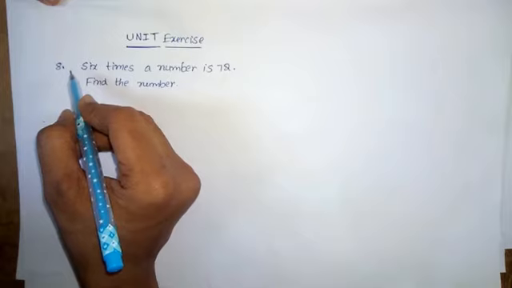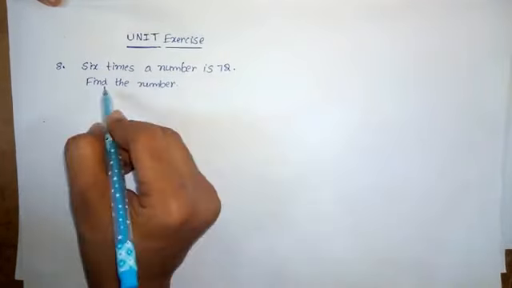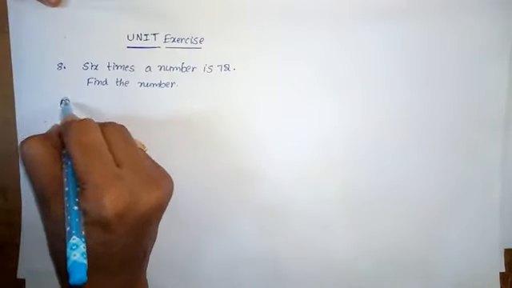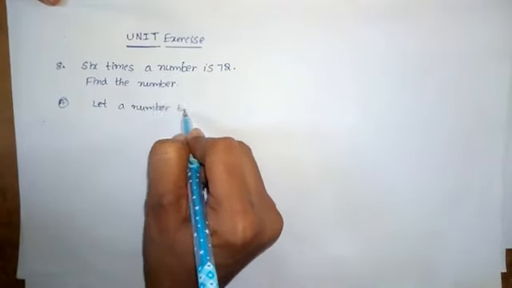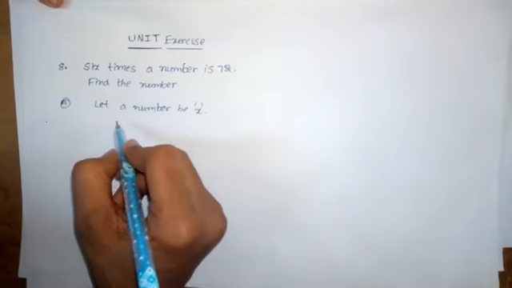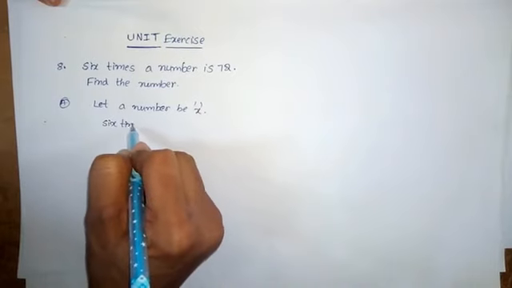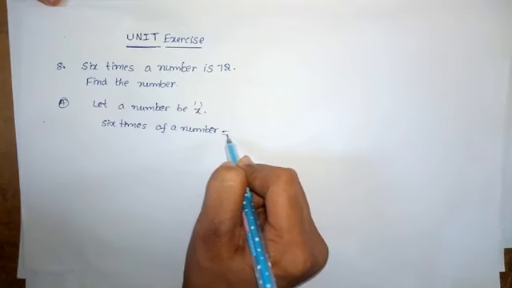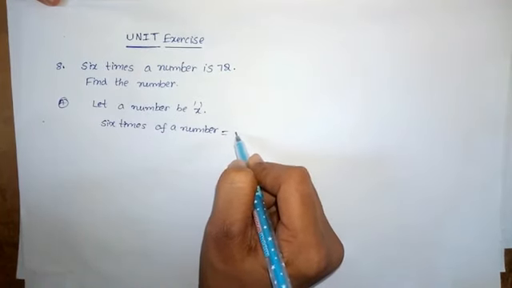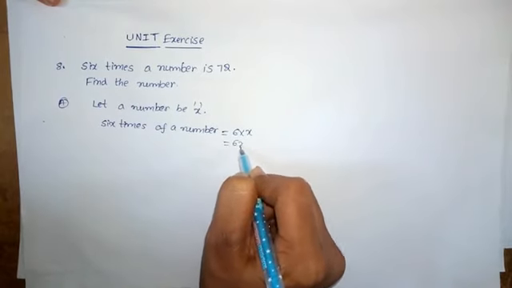Next problem, unit exercise 8th one. 6 times a number is 72. Find the number. First let a number be x. Then 6 times of a number is nothing but 6 multiplied with x. So 6 into x is equal to 6x.